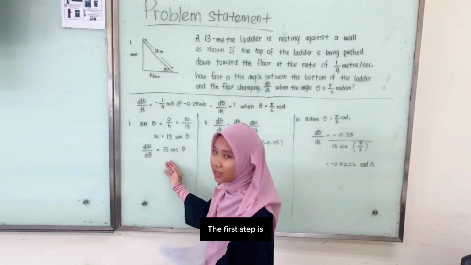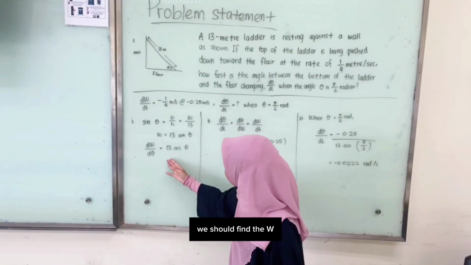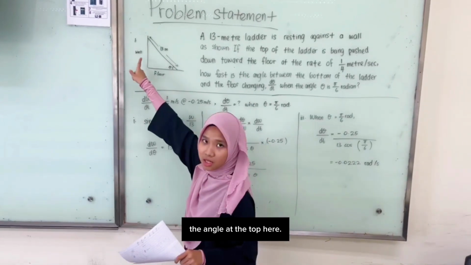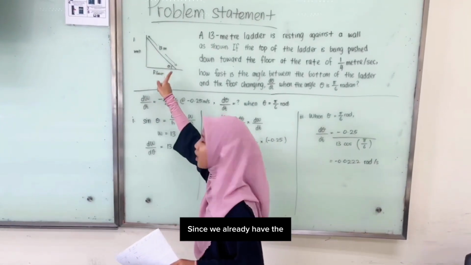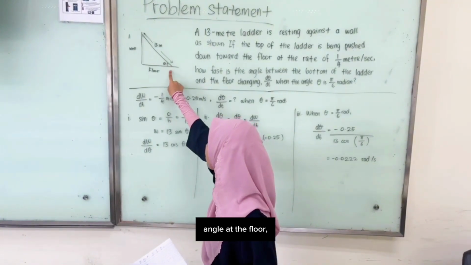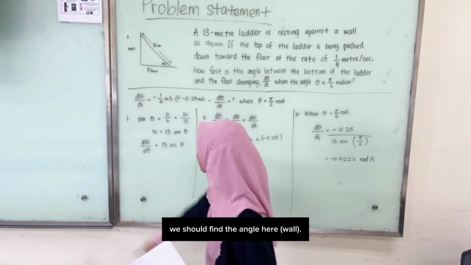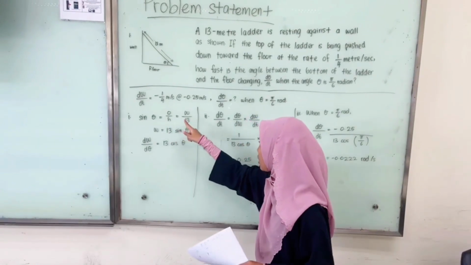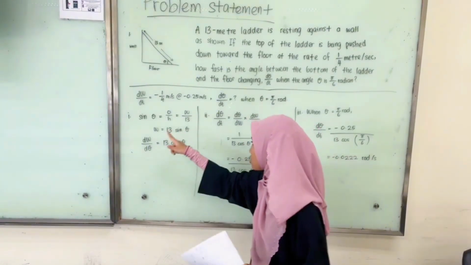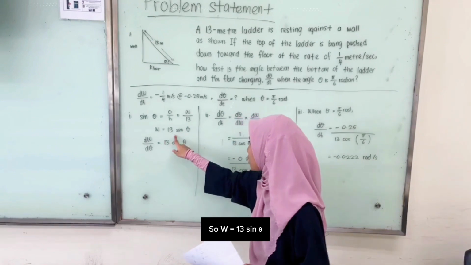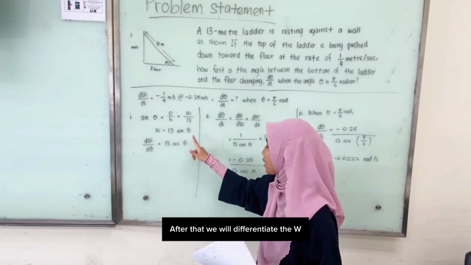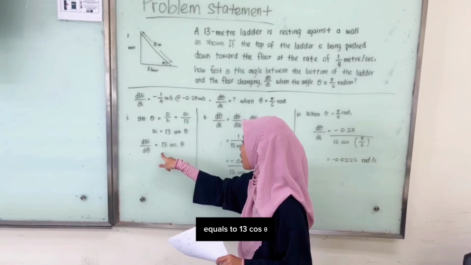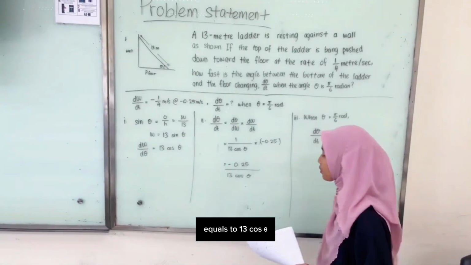First, we should find w, because we want to find the angle at the top here. We already have the angle at the floor, so sin theta equals opposite over hypotenuse equals w over 13. So w equals 13 sin theta. After that, we differentiate w to get dw/d theta equals 13 cos theta.